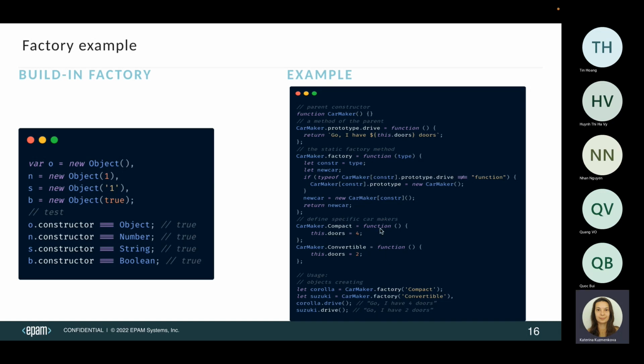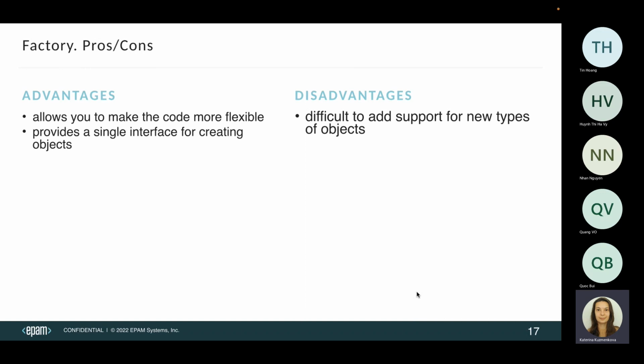So that's how the factory template is working, just providing here some static factory methods, which combine some common parts for a compact or convertible car, and you could choose and combine all needed methods just for using some features in a car. So the advantages and disadvantages: it allows you to make the code more flexible using factory and provides a single interface for creating objects. The disadvantage is that it is difficult to add support for new types of objects.